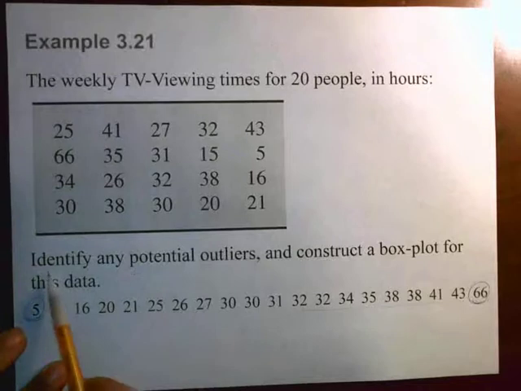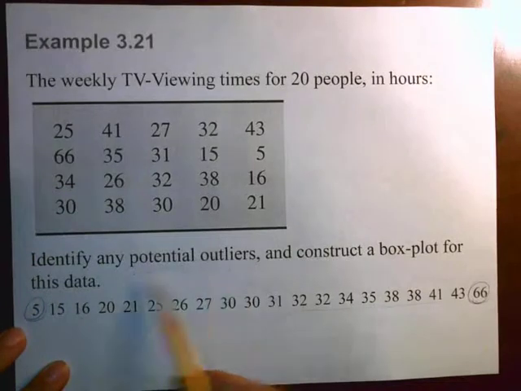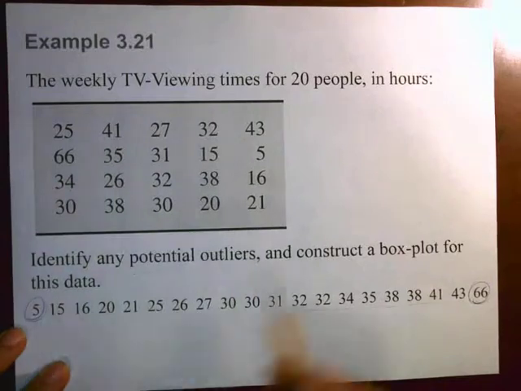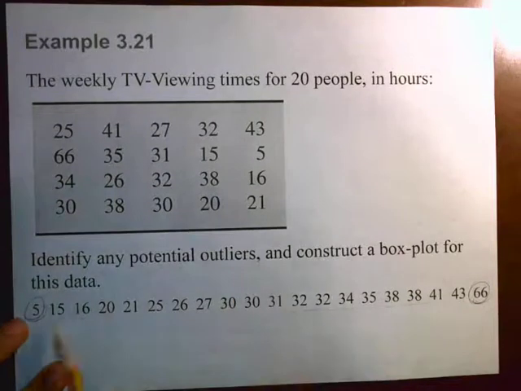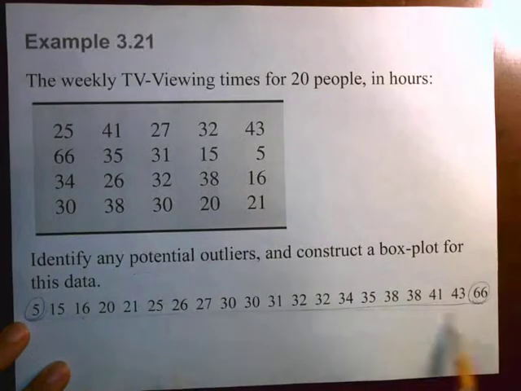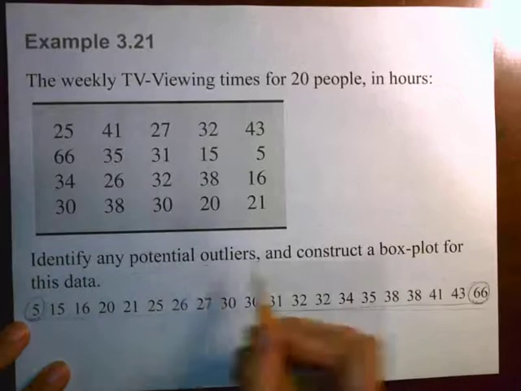So now I want to identify any potential outliers, and I want to construct a box plot for the data for my 20 viewing times. And here's the data again sorted. Here are all 20 data points. When I look at this, some things immediately pop out to me. One is this 66 as something that could be a potential outlier.